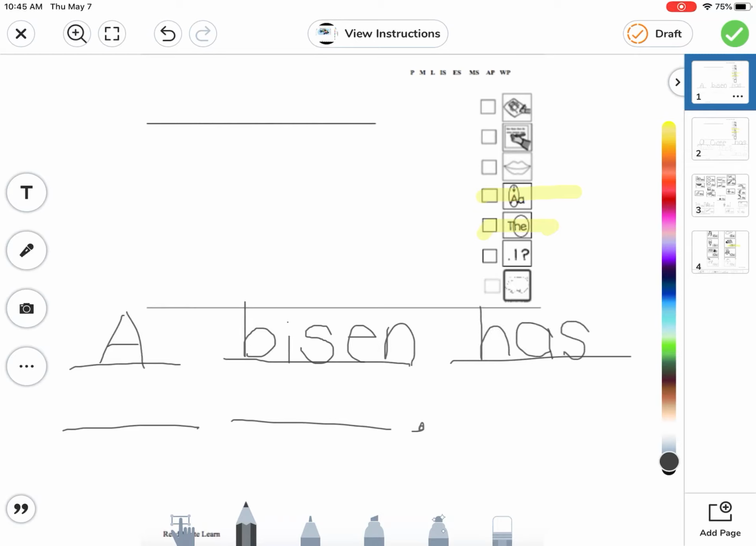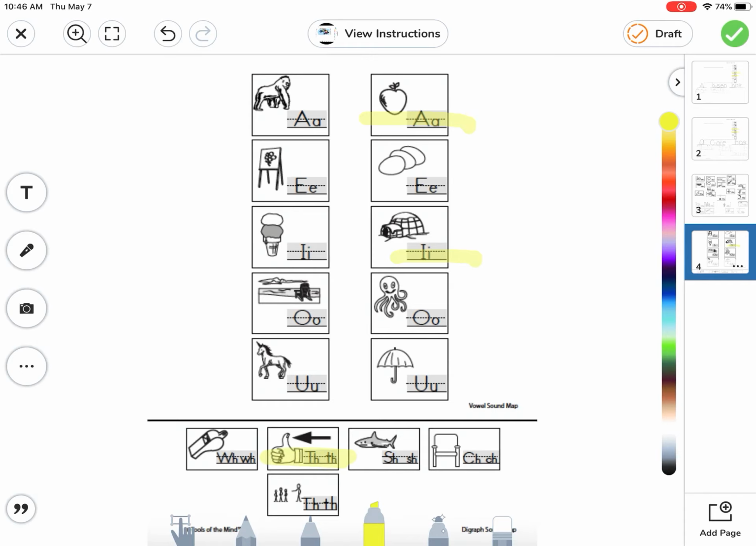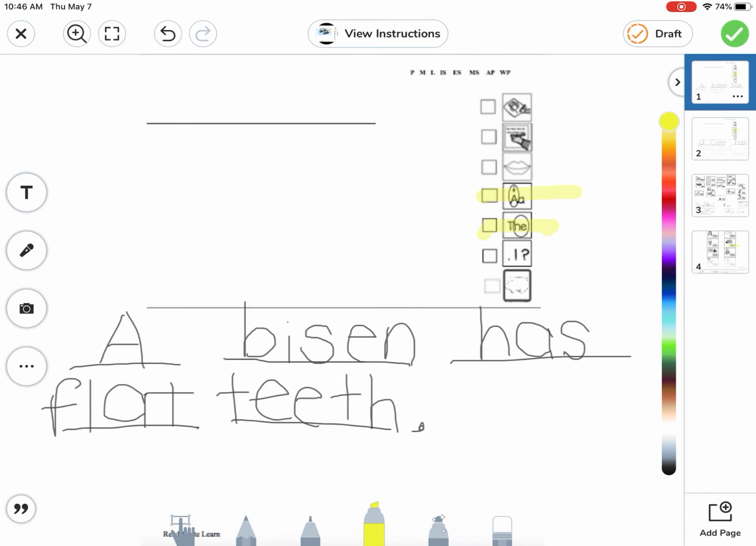Notice how all of these letters are lowercase. I know I should have no more capital letters. A bison has flat, teeth. E. Ooh, I remember E like B. Those are two E's together. We hear a th at the end. And I'm remembering that that is a TH like thumb. Okay, let's check that I've done my job so far. Did I start with a capital letter? Are the rest lowercase? Great, I'm good to go on to my next sentence.